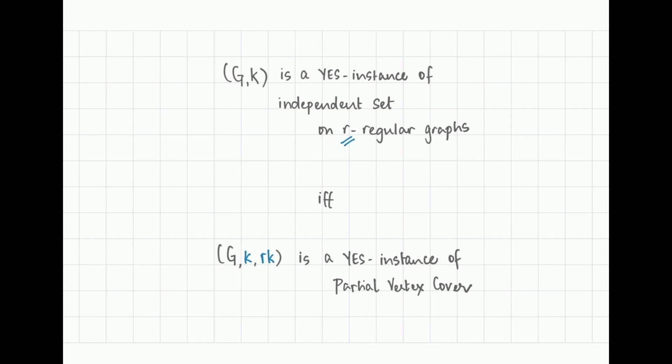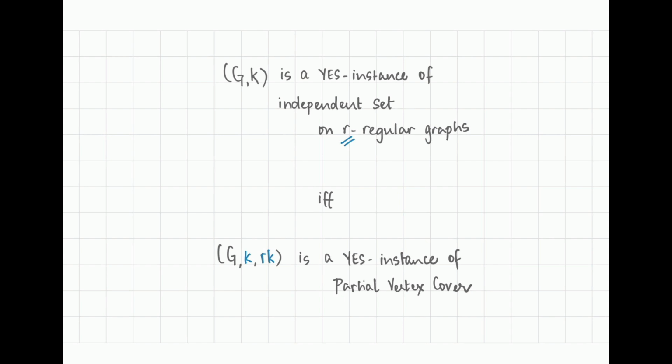It's really the same graph, so that's straightforward. In terms of the parameter, notice that k goes to k, and that's why it's important that we are looking at partial vertex cover parameterized by the solution size. Notice that s, which is the target, the number of edges that we want to cover, is r times k.